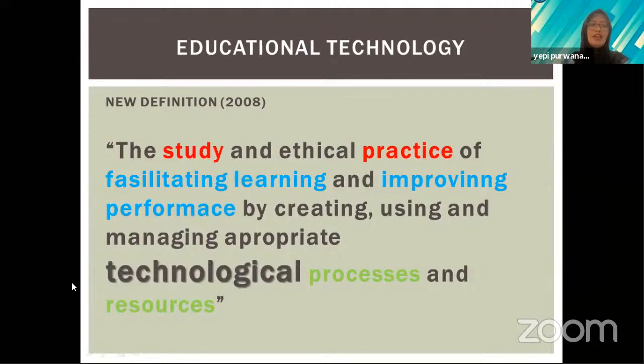And we can see here the technological processes and resources. So how can we integrate the technology in the process of teaching and learning, and then how we manage the technology in providing the resources for the students in learning. Those are the two points that we have to explore more and more.